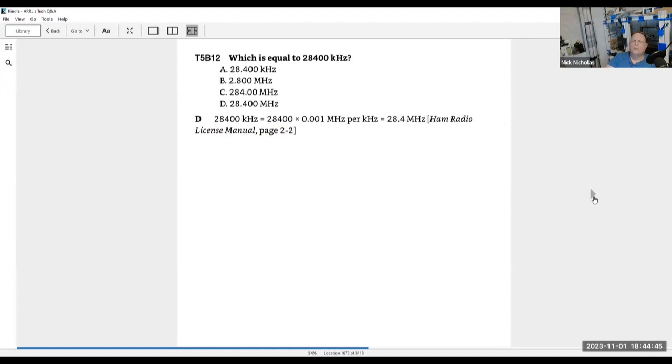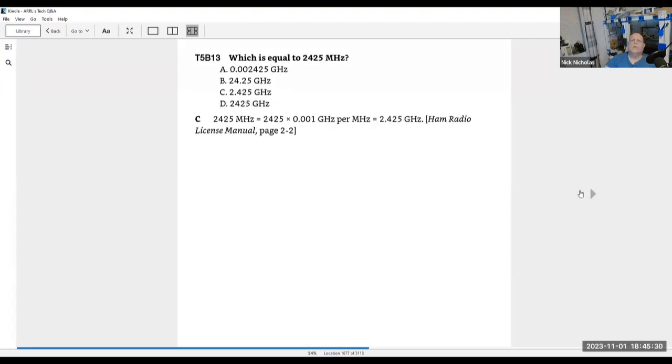Which is equal to 28,400 kilohertz. Well, a megahertz is 1,000 kilohertz, so if we divide that by 1,000, we get 28.4 megahertz. That's answer D. Pay attention. You got 28.4 up here, but that's kilohertz. That's going to be wrong because the answer in kilohertz is 28,400. They're looking for another version.